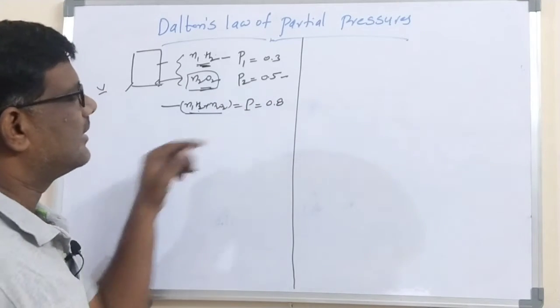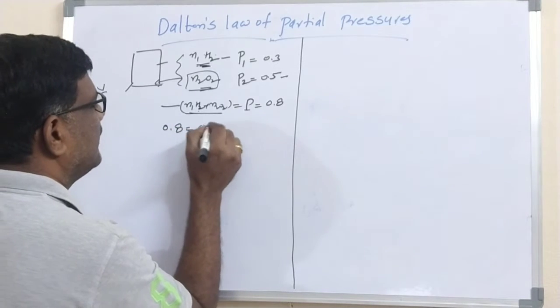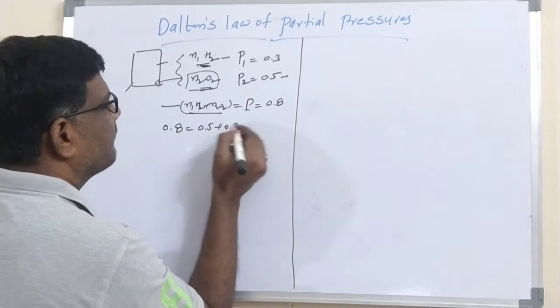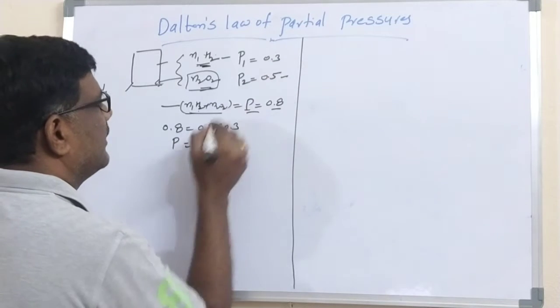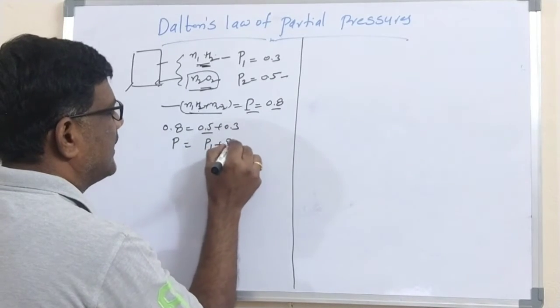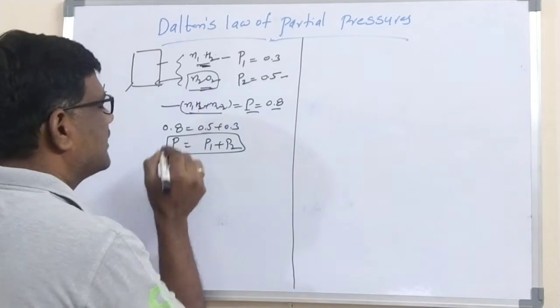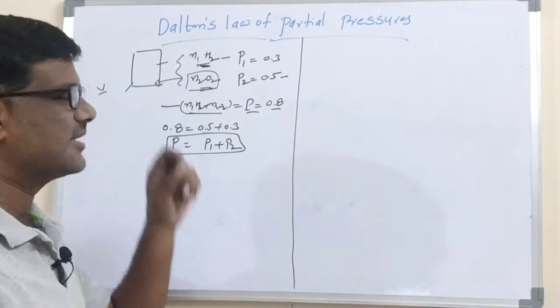If you observe this relation, we can say 0.8 is equal to 0.5 plus 0.3. 0.8 is nothing but capital P, 0.5 is P2, and 0.3 is P1. So ultimately he observed a relation between these three phenomena: P is equal to P1 plus P2.